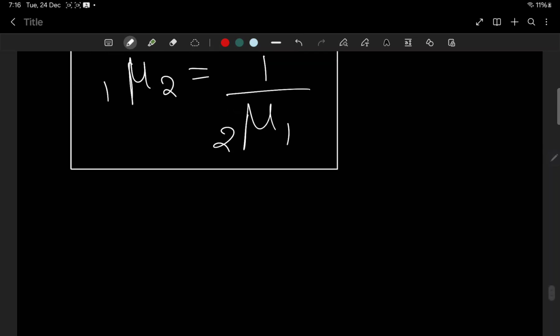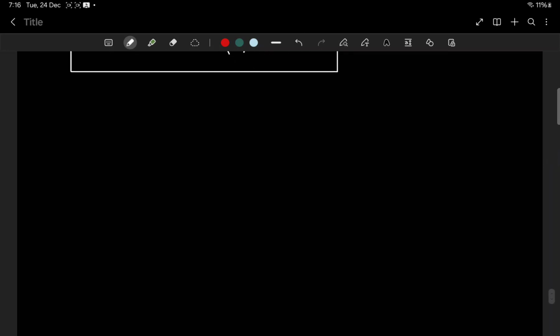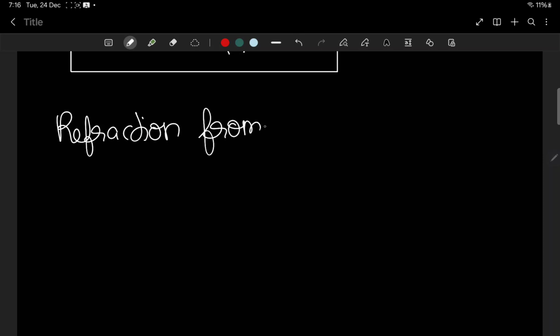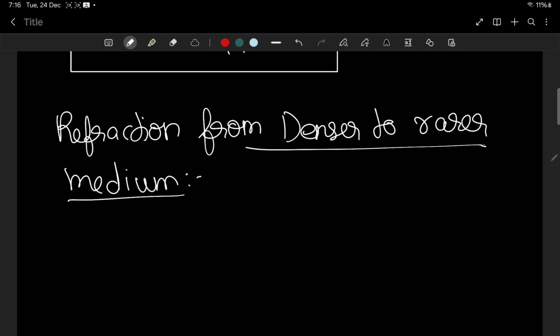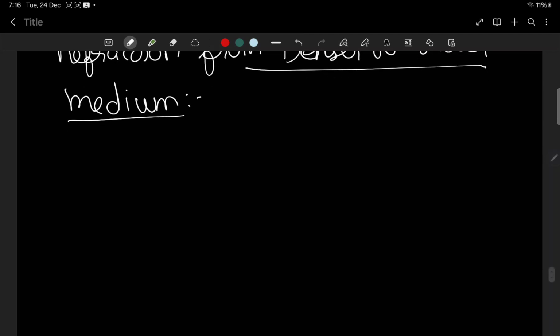Okay. Now, refraction from denser to rarer medium. Look, I am going very fast because I have to complete this and do the questions from the same chapter. That's very important. This chapter is theory based. Next one will be previous year questions.